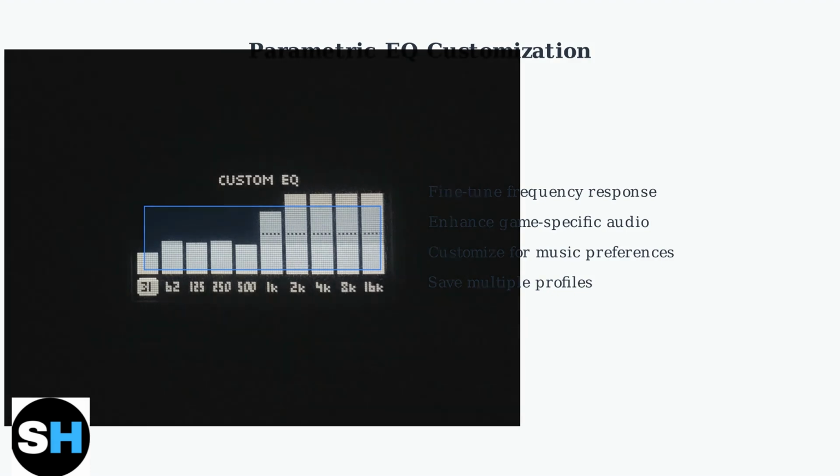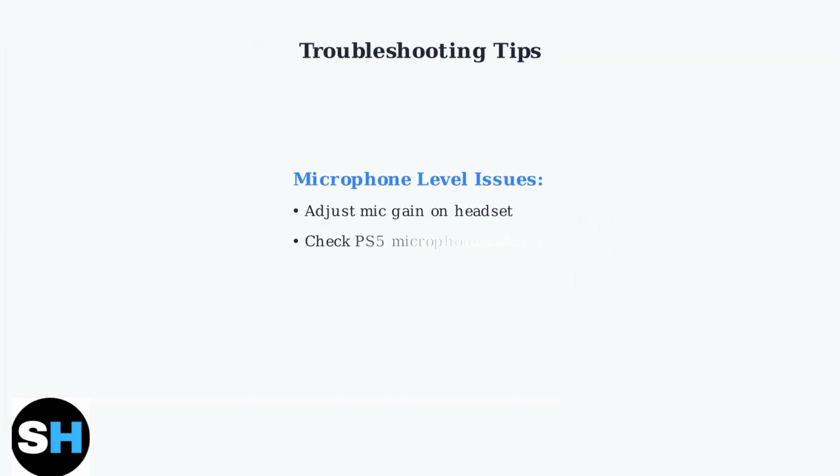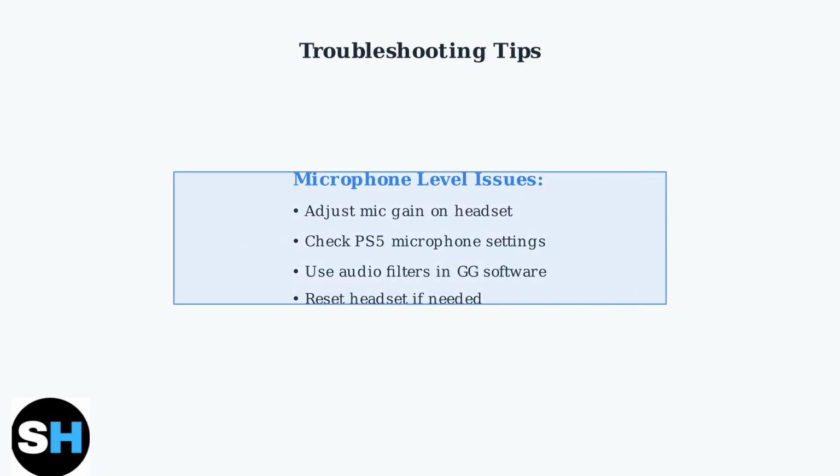If you encounter microphone level issues on PS5, try adjusting the mic gain in both the headset settings and PS5 audio menu. Audio filters in the SteelSeries software can also help improve voice clarity and reduce background noise.